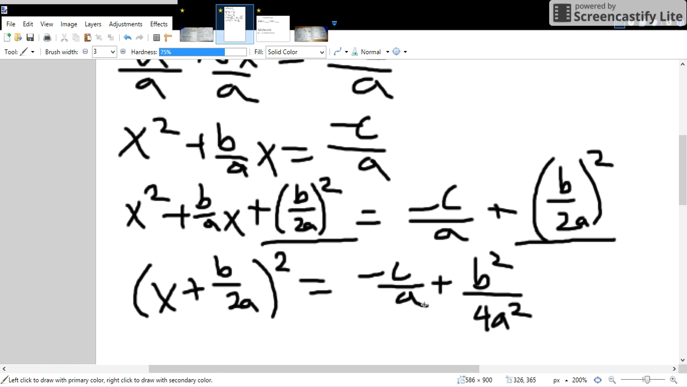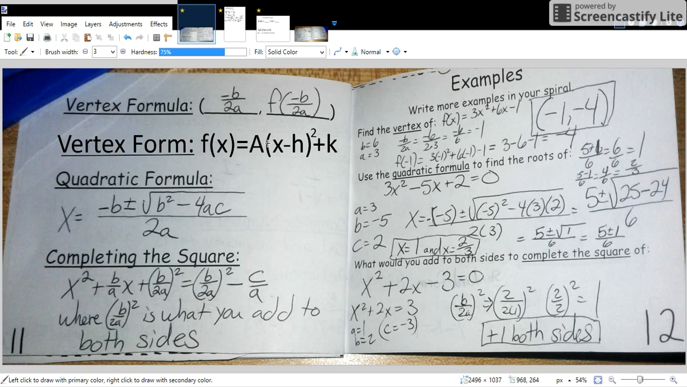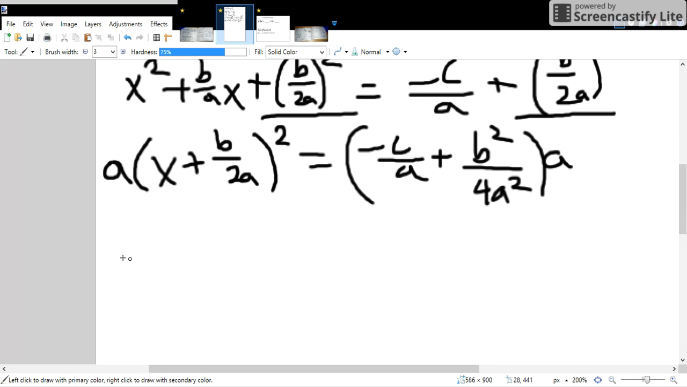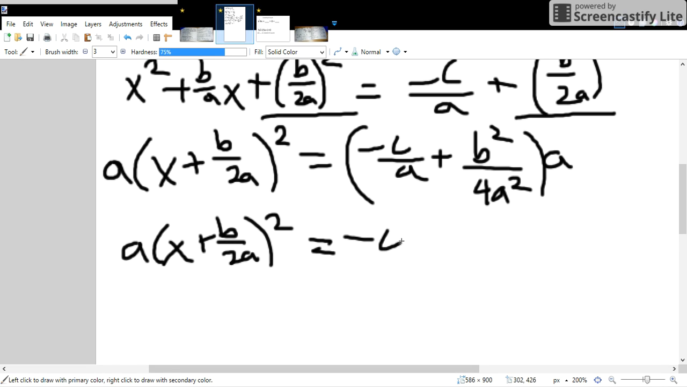Now, I don't really like this a in the fraction for the c anymore, so let's go ahead and move that to the other side by multiplying everything by a on both sides. And that's what our capital A was from this. So we have a parentheses x plus b over 2a squared equals negative c plus b squared over 4a.